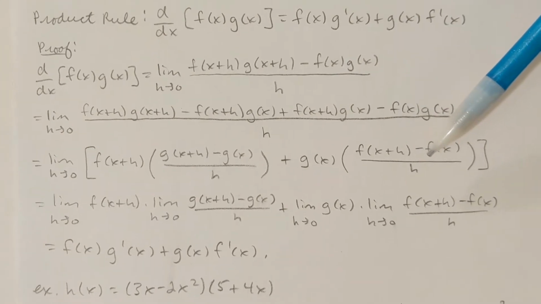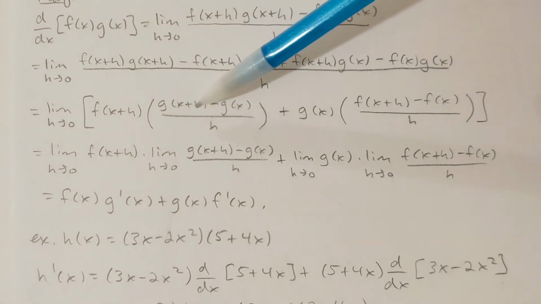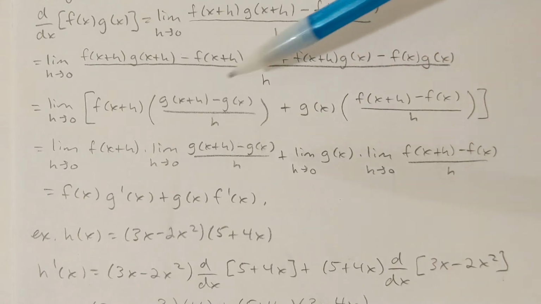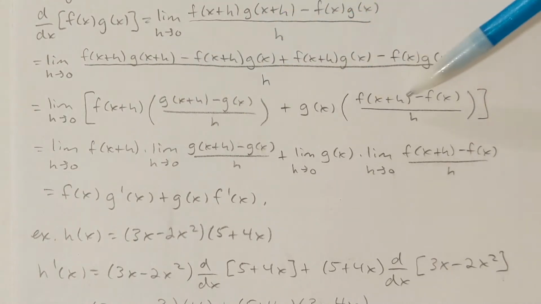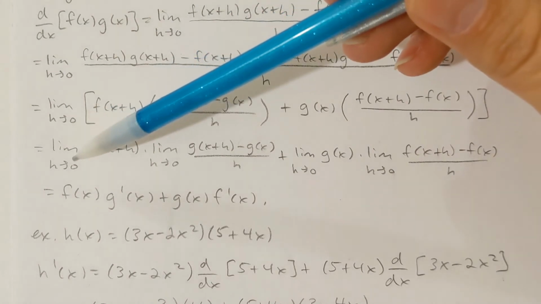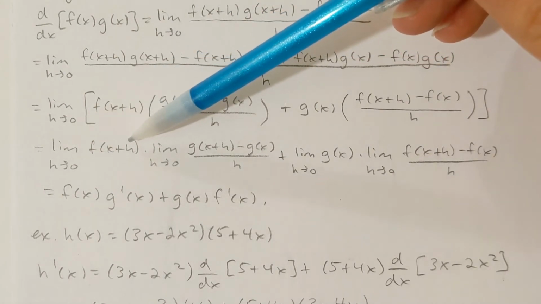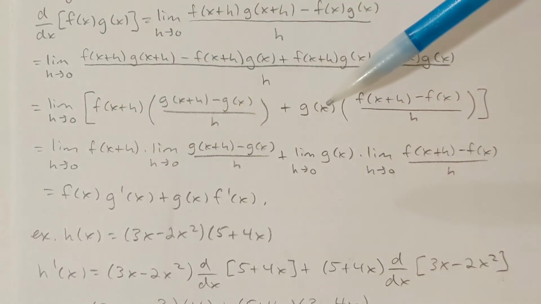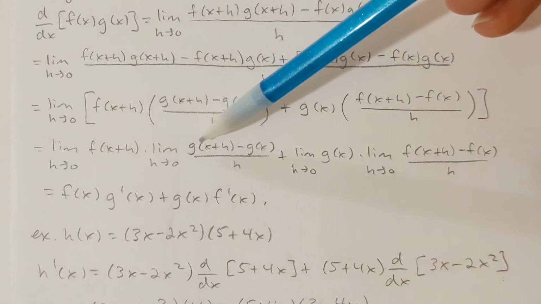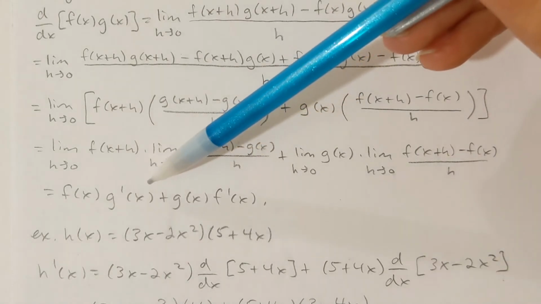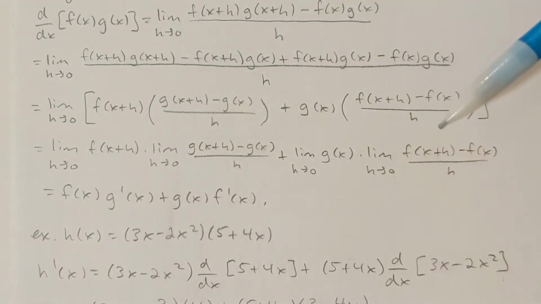Okay, now I can use my limit laws. The limit of a product is the product of the limits. The limit of a sum is the sum of the limits. So I can go ahead and split this into 4 limits. And, okay, the limit as h approaches 0 of f of x plus h, well, that'd be f of x. I can make a direct substitution there. The limit as h approaches 0 of g of x plus h minus g of x all over h, that'd be, by definition, how we define g prime of x.